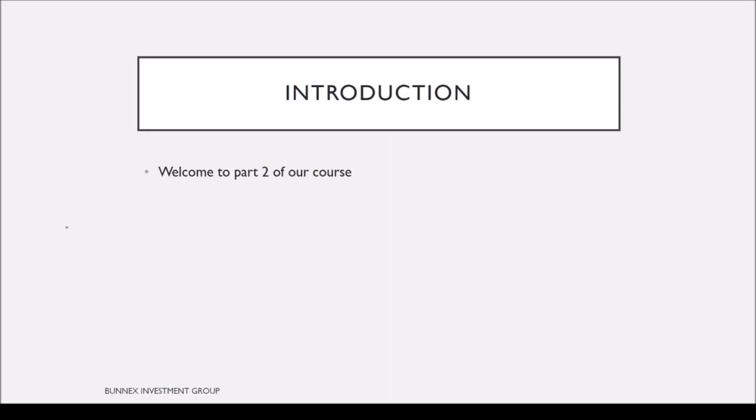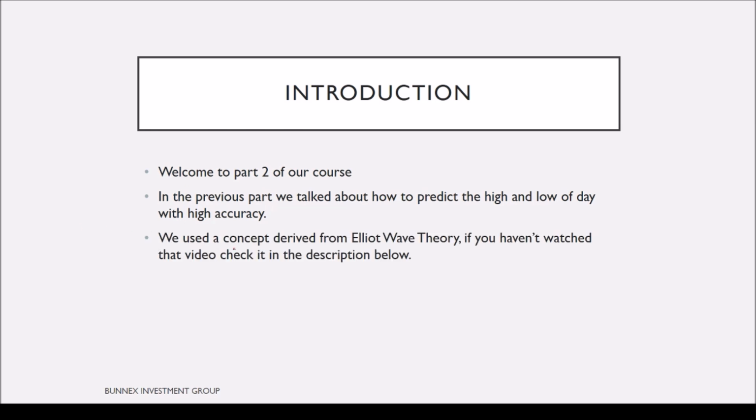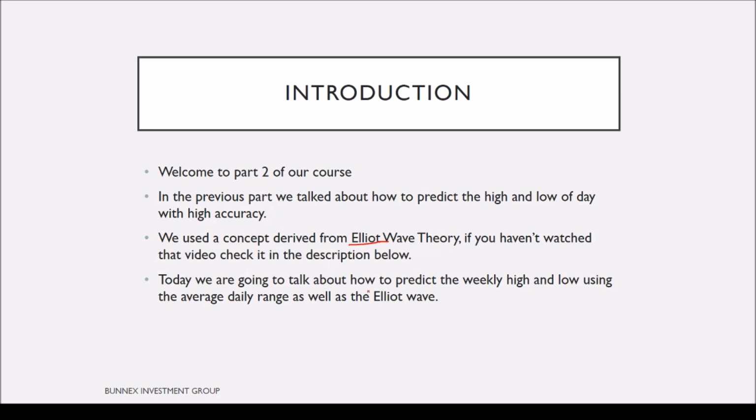Welcome to part 2 of our course. In the previous part, we talked about how to predict the high and low of day with high accuracy. We used a concept derived from Elliott wave theory. If you haven't watched that video, check it in the description below. Today we are going to talk about how to predict the weekly high and low using the average daily range as well as the Elliott wave theory.